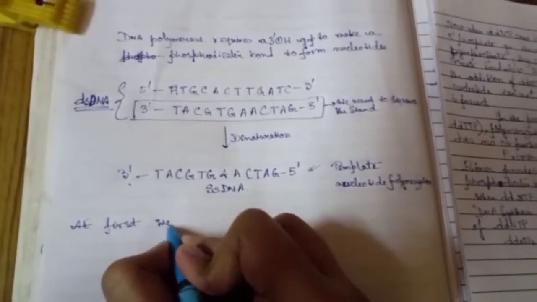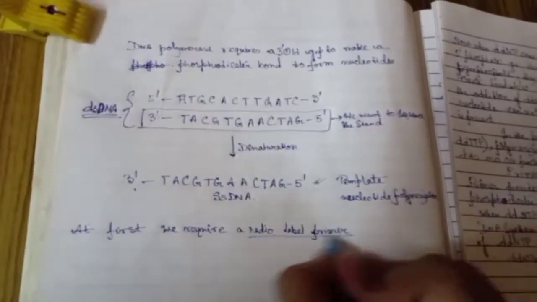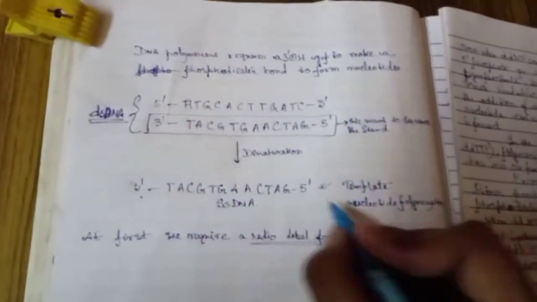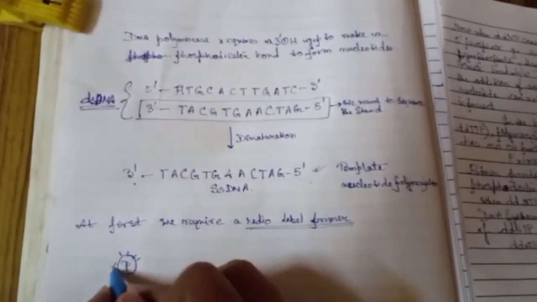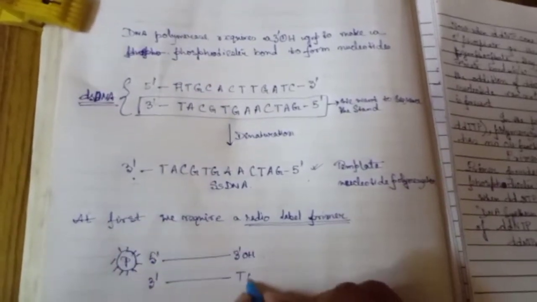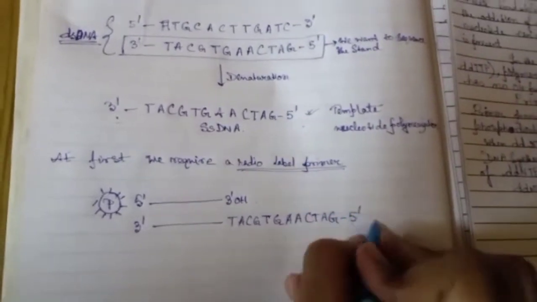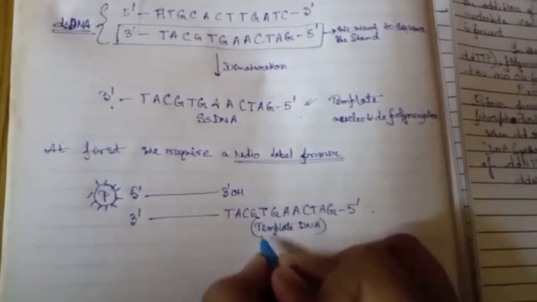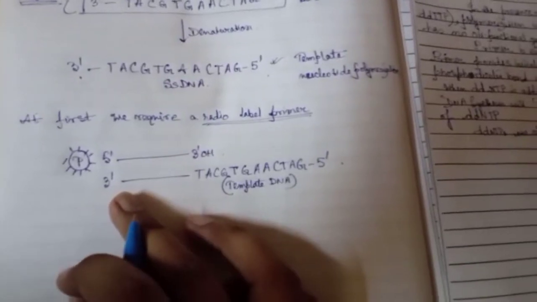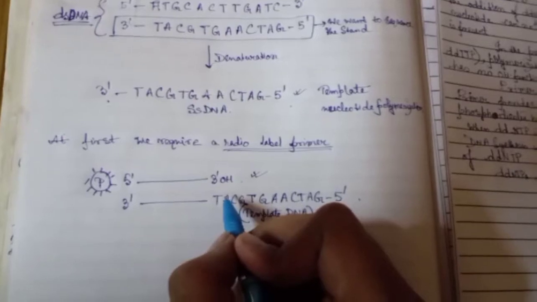At first, we require a radiolabeled primer which attaches to the template DNA at the end, complementary base pairing. After that, polymerization will be done by DNA polymerase. Here the radiolabel is required for the detection of DNA after gel electrophoresis by autoradiography. Radiolabeling is required to detect the newly synthesized DNA after gel electrophoresis.